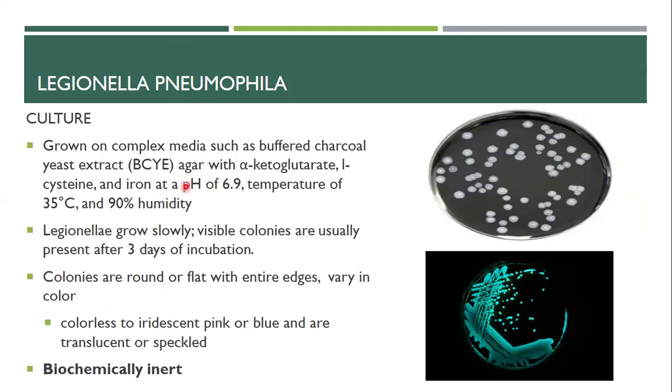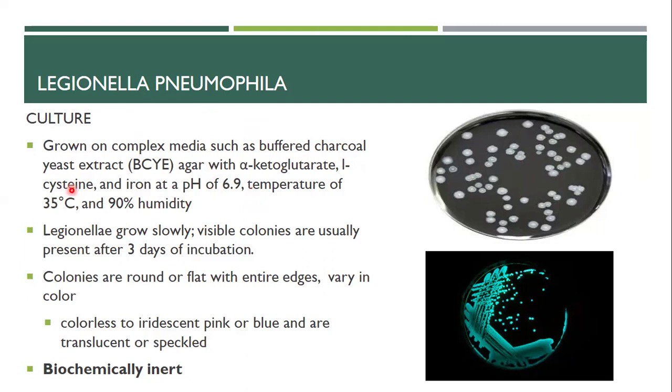So this is best grown in BCYE agar, your buffered charcoal yeast extract. The charcoal here is a detoxifying agent, and the BCYE also contains alpha ketoglutarate, cysteine, and iron, maintained at a pH of 6.9. These are the conditions suitable for a growth of your Legionella pneumophila. So it's kind of difficult to culture this because you need certain culture conditions for its isolation. So take note of the agar, it's on BCYE agar, it's dark colored because of the buffered charcoal, which acts as a detoxifying agent.